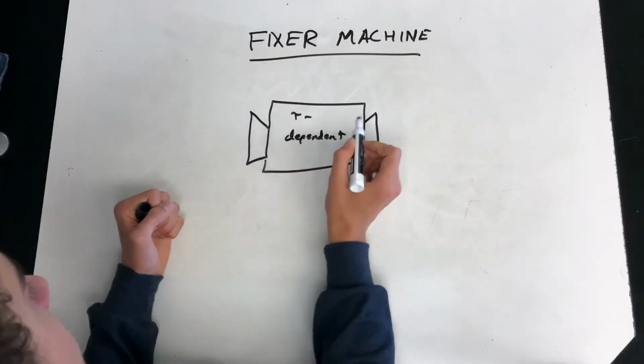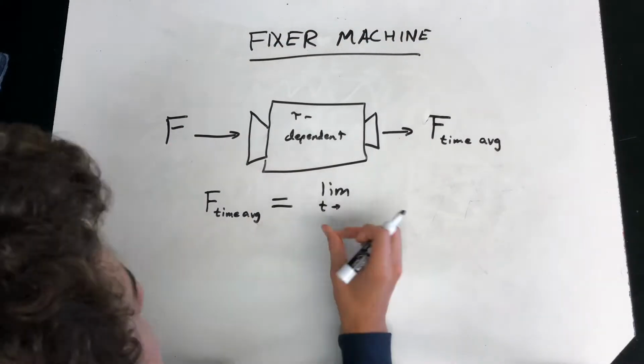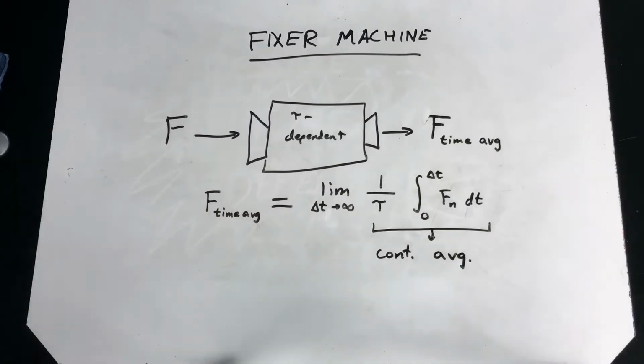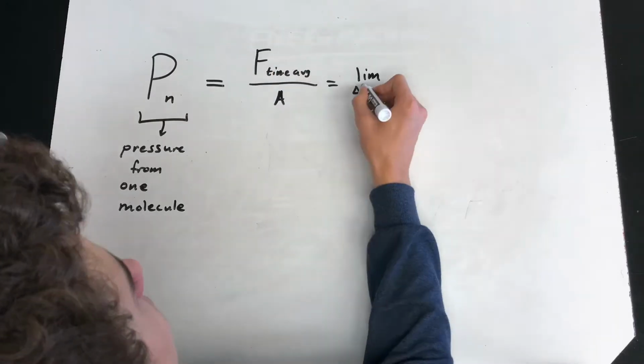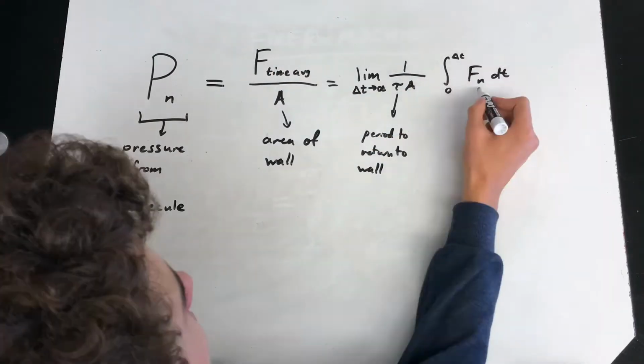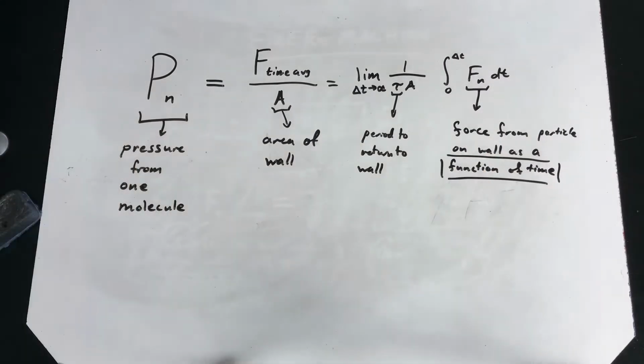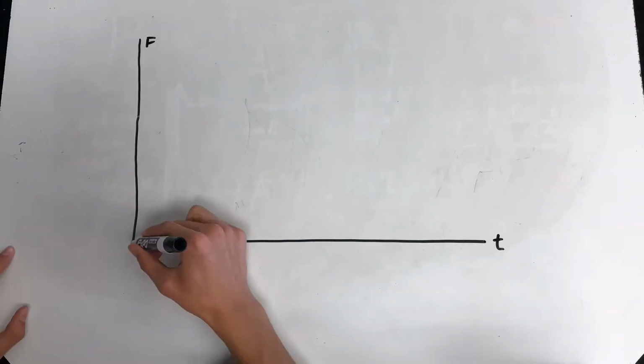Using calculus, we can fix the definition by replacing force with a continuous average of the force. Essentially, we take the average of all forces over a certain amount of time and see what the average tends to as the time period grows. We then divide by area and voila, pressure. We can now use this definition to derive the average kinetic energy of a gas.